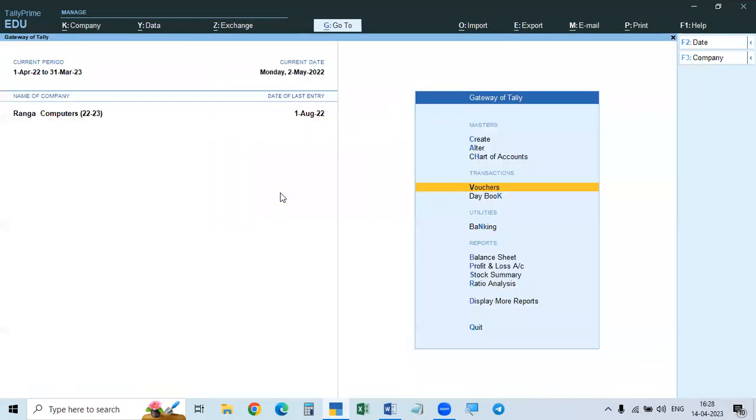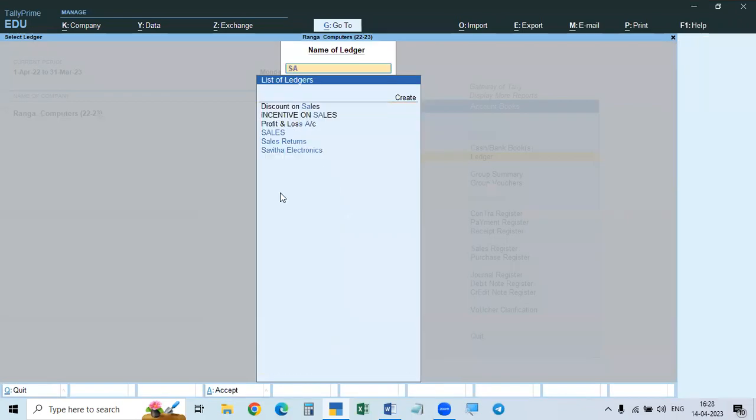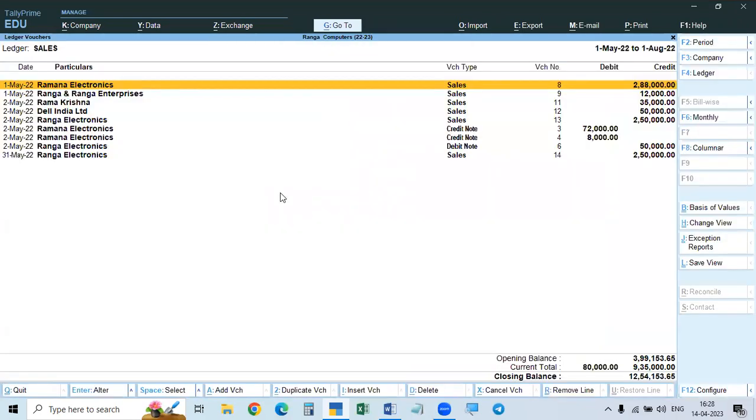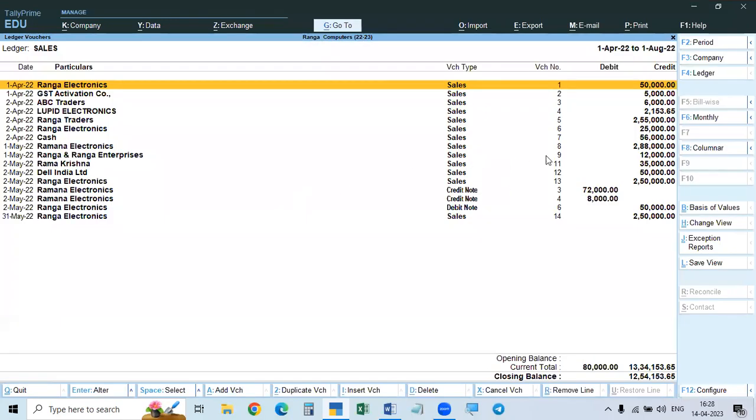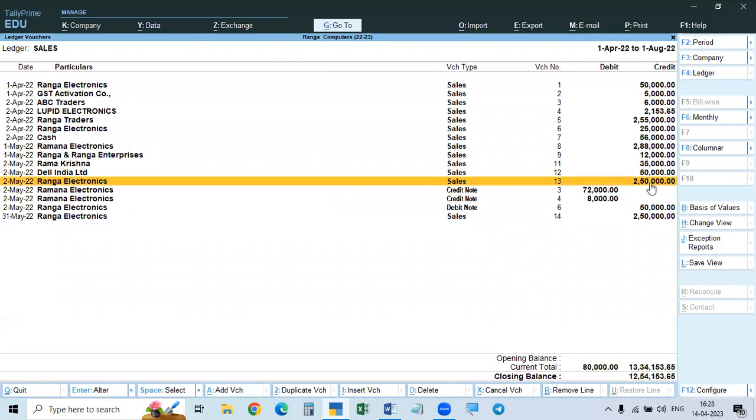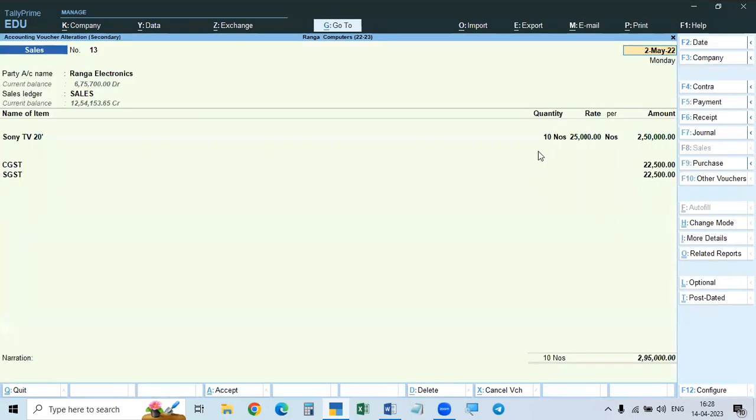We take another example, the same company, sales, 2,50,000, Ranga Electronics. Here the numbers are okay, there is no problem with the numbers. Suppose the quantity is 10, and in the bill it is also 10. We separate 10, it's okay.